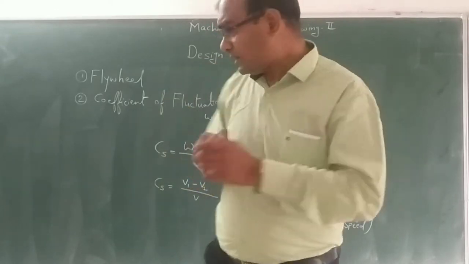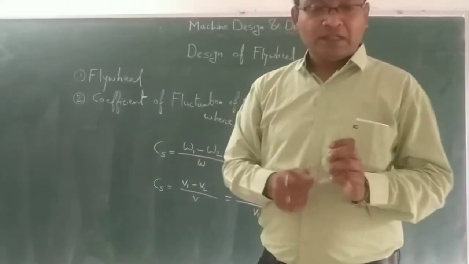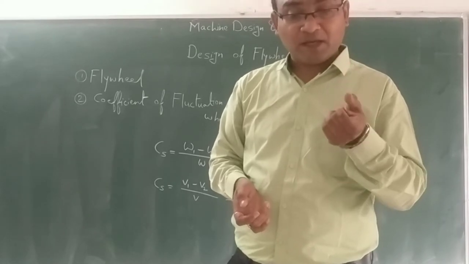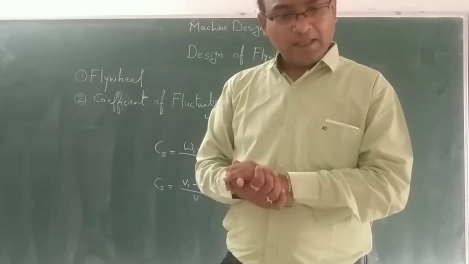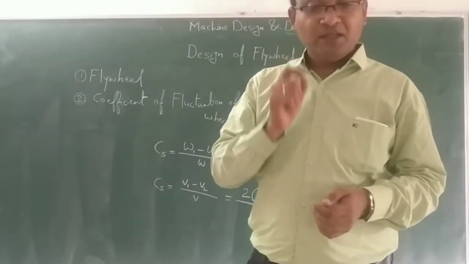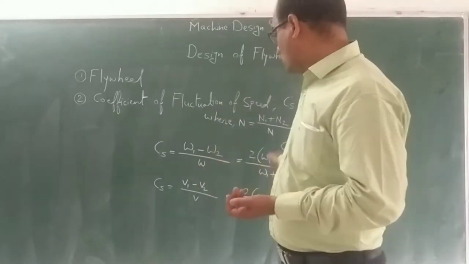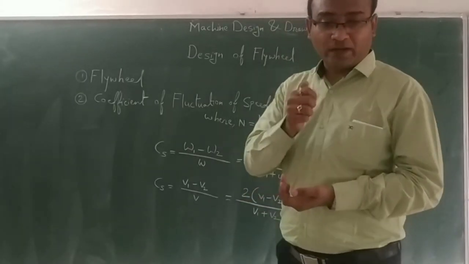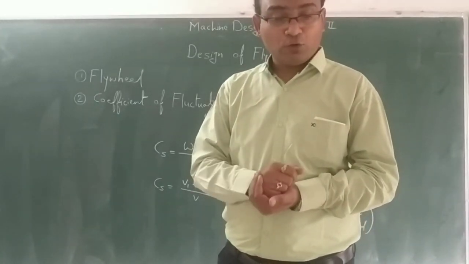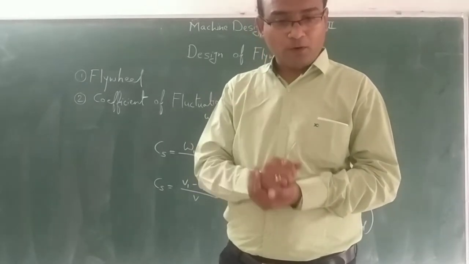So let N1 and N2, where N1 is the maximum speed in RPM during the cycle, and N2 is the minimum speed in RPM during the cycle. Okay, so what is N? Where N is the mean speed in RPM. So N equals N1 plus N2 upon 2.